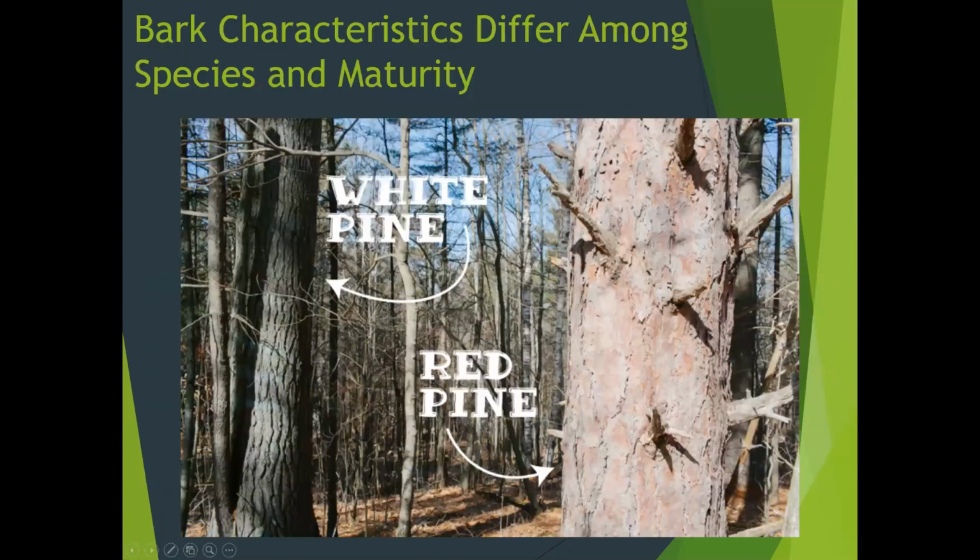Thank you, Teresa. So bark characteristics differ among species, and they differ among the individual trees' maturity. For a quick instance, you can see the big difference between pines. Right here, we have a white pine on the left and a red pine on the right. The white pine on the left has a very dark, rigid, and furrowed bark compared to the red pine, which has these scaly red plates of bark running up the side of it. So just within the family of pines, you can have very different bark.